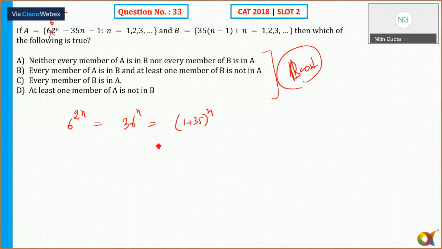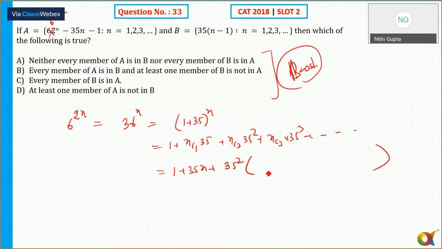So 1 plus 35 raised to power n is equal to 1 plus nC1 into 35 plus nC2 into 35 square plus nC3 into 35 cube and so on. So this is equal to 1 plus 35n plus a multiple of 35 square into something.